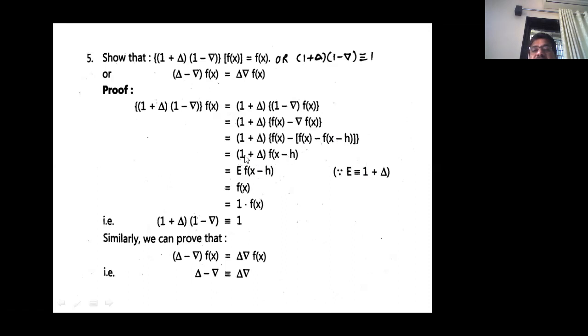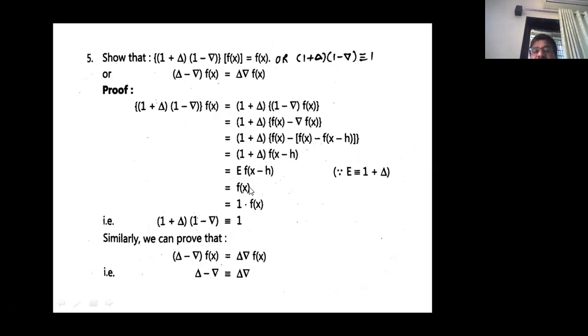In another method, what do we have? We multiply this f(x − h) in the bracket. So what we have is f(x − h) plus Δf(x − h). And what is Δf(x − h)? It is f(x), that is the value at the next point, minus f(x − h). And then f(x − h) and minus f(x − h) get cancelled to each other. We have the answer f(x).